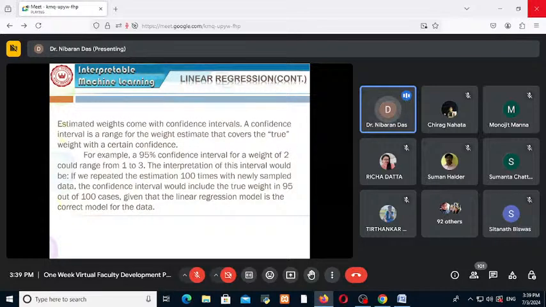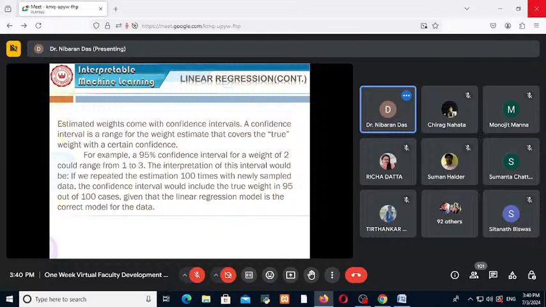And here, whatever the output may be, we will try to make it interpretable. Normally, we will try to make at least some kind of confidence interval. So estimated weights come with confidence intervals. A confidence interval is the range of the estimated weight that covers the true weight with a certain confidence.